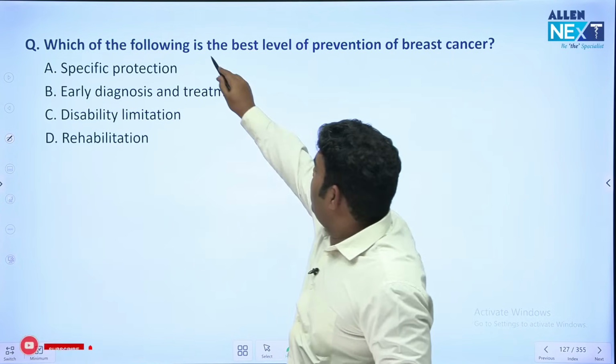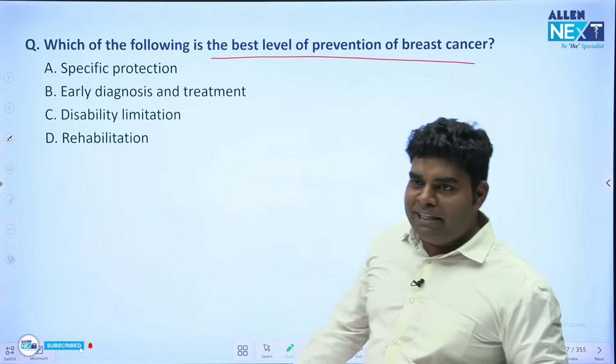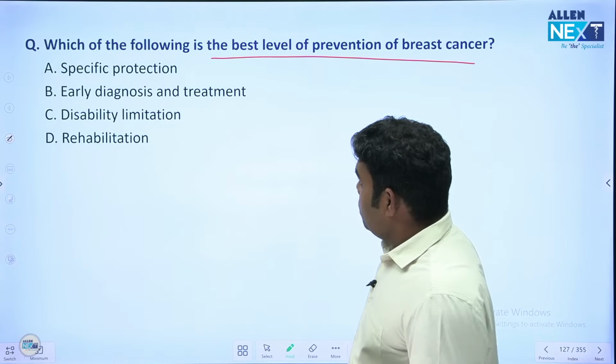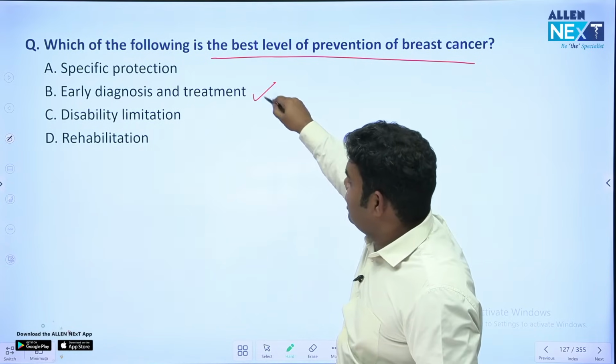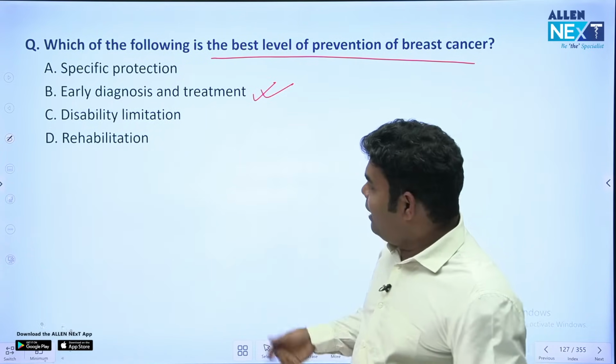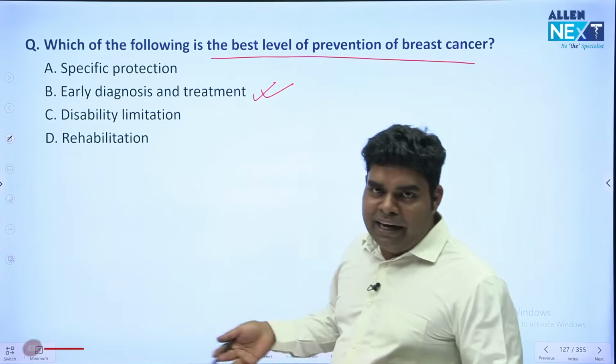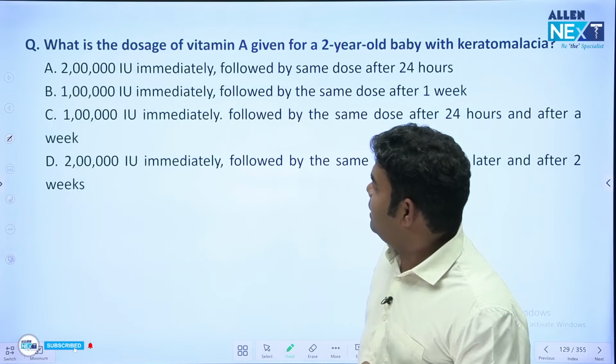Now next question, which of the following is the best level of prevention of breast cancer? So early diagnosis and treatment is the best way. We cannot do other thing here. Best is early detection and treatment.